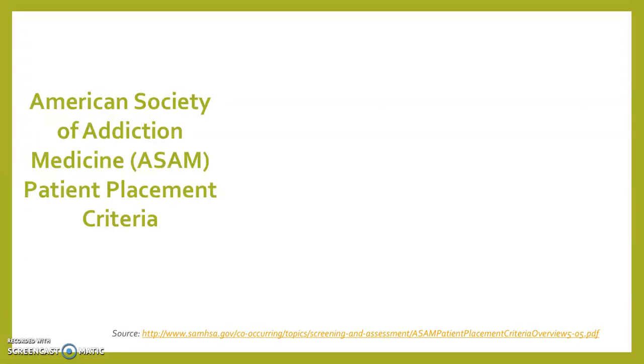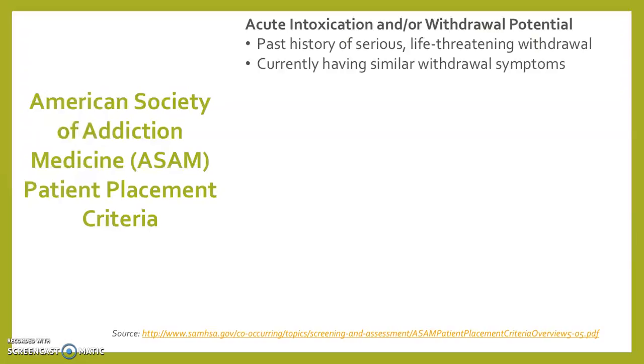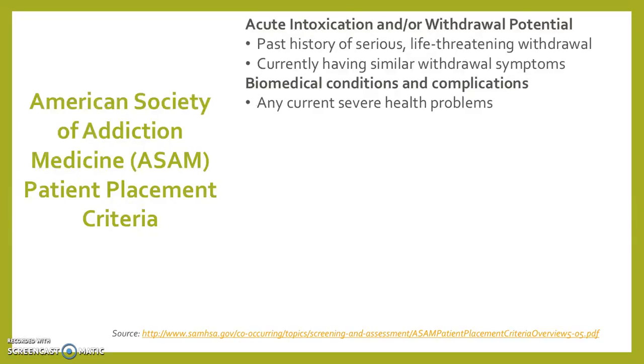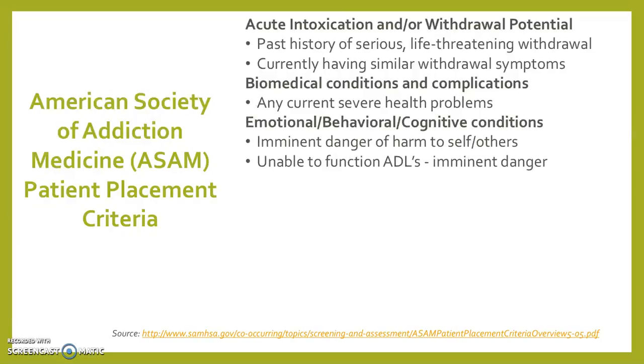In terms of placement, the American Society of Addiction Medicine, or ASAM, has provided patient placement criteria based on levels of risk in 6 different dimensions. These dimensions include acute intoxication and/or withdrawal potential, which includes the past history of serious life-threatening withdrawal or current similar withdrawal symptoms. Biomedical conditions and complications, which includes any current severe health problems. Emotional, behavioral, cognitive conditions, which includes imminent danger of harm to self or others, and the inability or ability to complete activities of daily living.